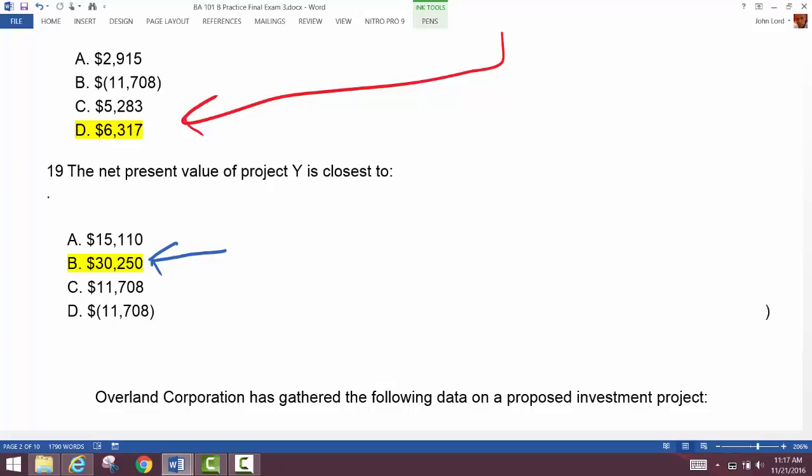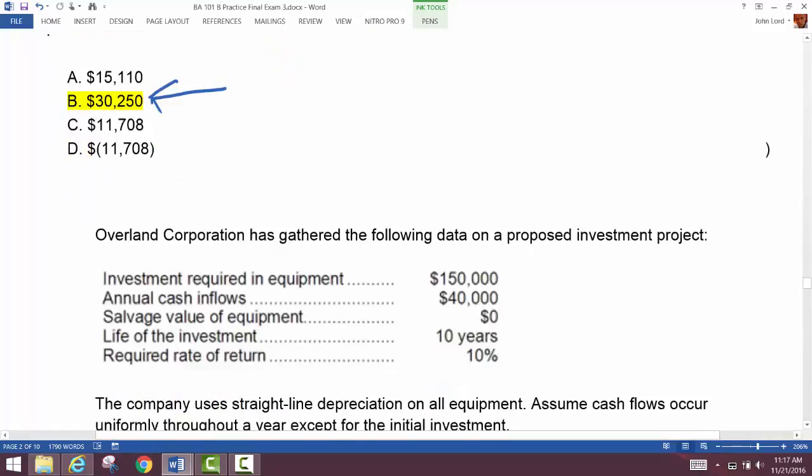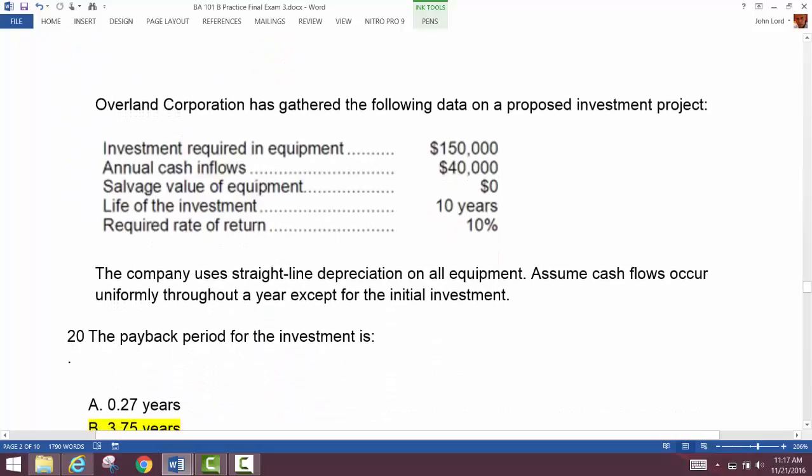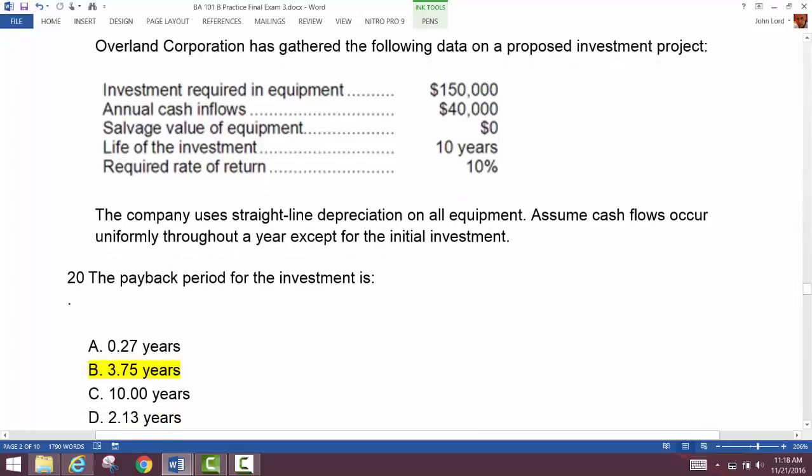Okay, good. Come over and let's take a look at the big payback. The big payback method.